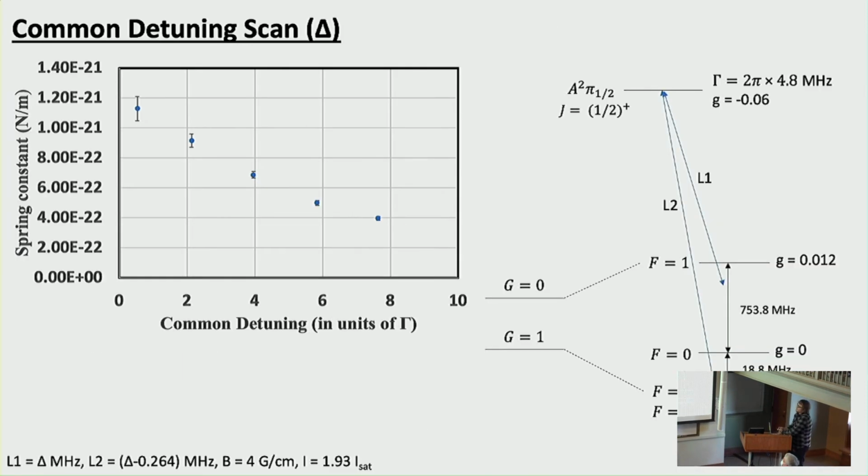Another quick thing we can look at is the common detuning scan. There's not a whole bunch of interesting physics going on here. It decays exactly as you expect, roughly 1 over delta-ish, though not quite steep enough to be 1 over delta. But basically we find a common detuning for L1 and L2 from these manifolds that gives us an appreciable spring constant and keeps us cold. That's pretty great.